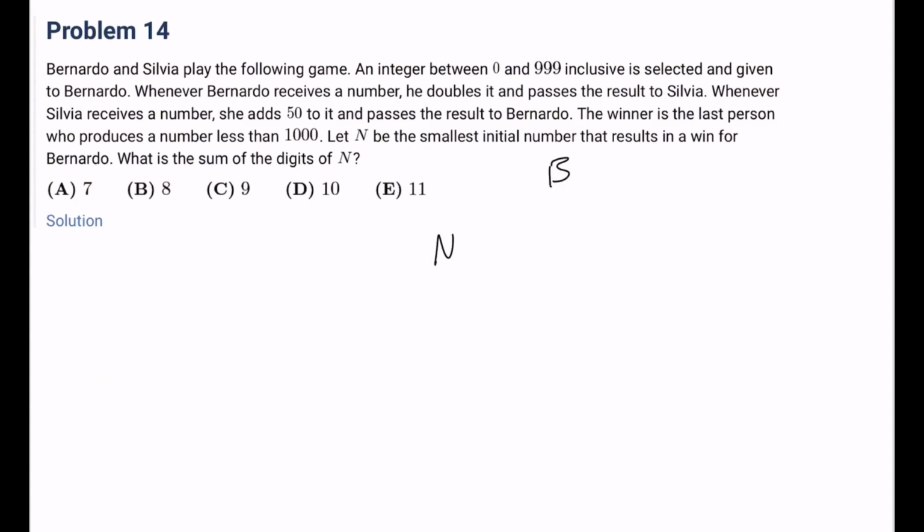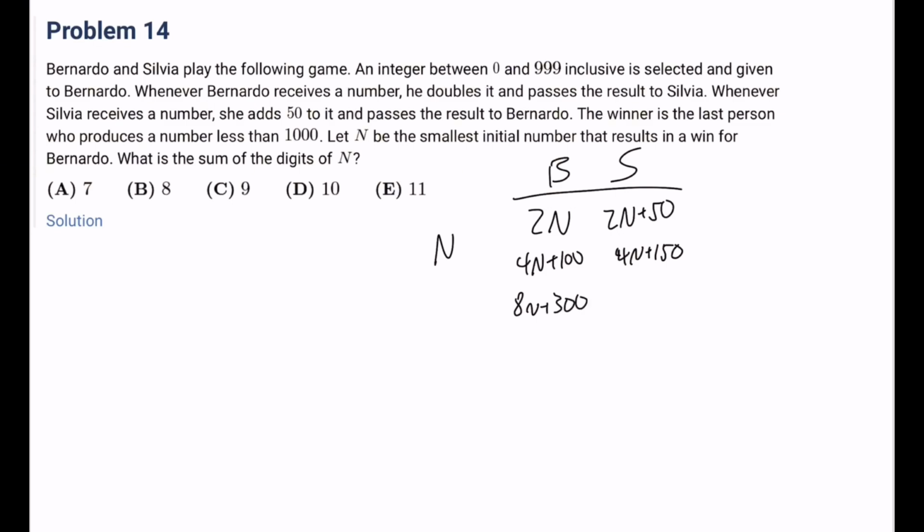If we have Bernardo and Sylvia, then if Bernardo gets n, he would make it 2n, then Sylvia would make it 2n plus 50, then Bernardo would make it 4n plus 100, Sylvia would make it 4n plus 150, and then Bernardo would make it 8n plus 300, and Sylvia would make it 8n plus 350, and then Bernardo would make it 16n plus 700, and Sylvia would make it 16n plus 750, and next Bernardo would have to be 32n plus 1500, right?